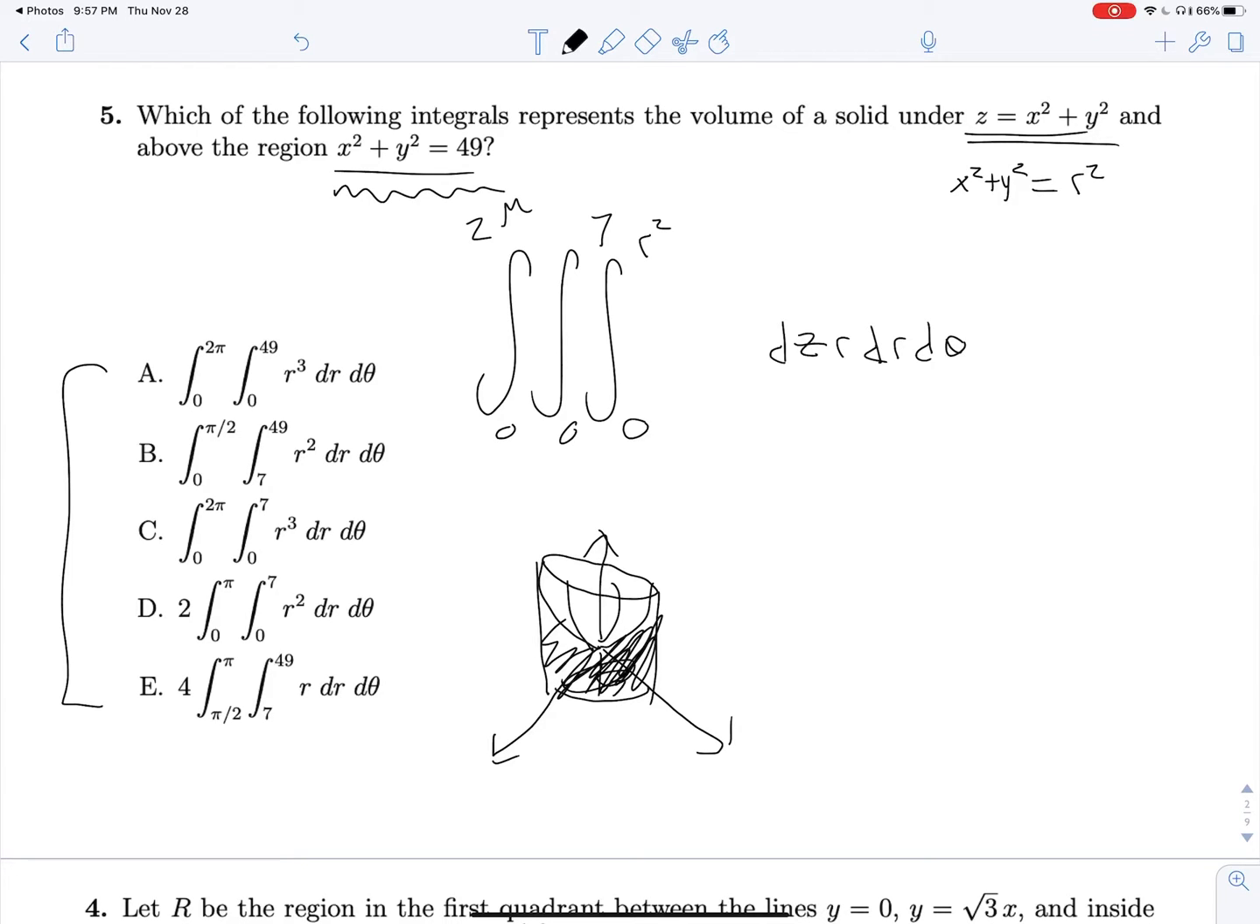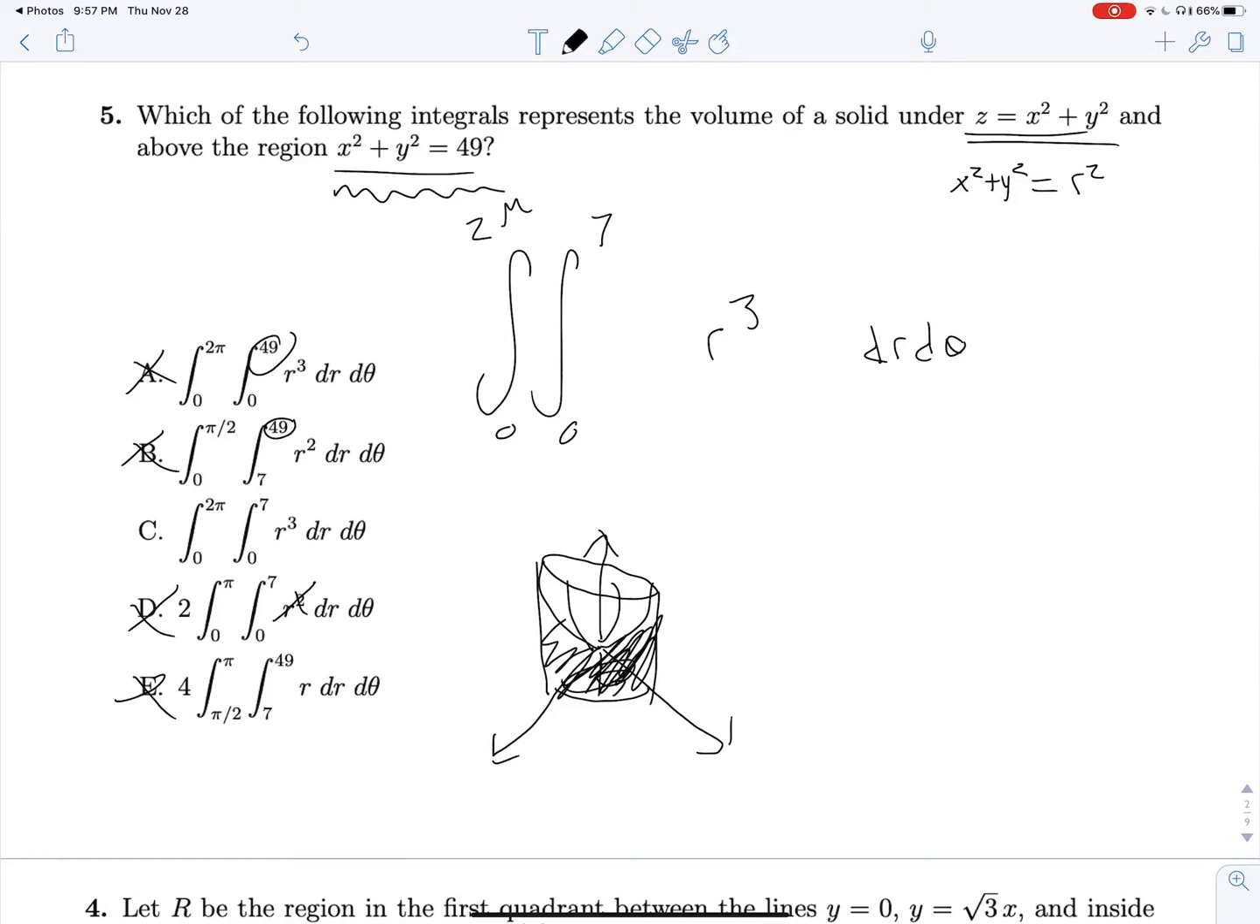And okay, so we see that we have no z's in here. We're just integrating 1 dz, so that's just going to multiply this r squared in. So we are left with this thing, which should match one of our answer choices. So we can get rid of anything with a 49 up here. And we can get rid of this because it has an r squared. We're looking for an r cubed, and there's our answer. Super weird question. Should have kind of just skipped it.